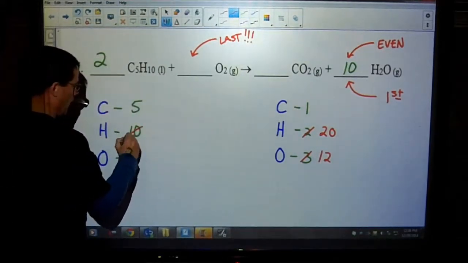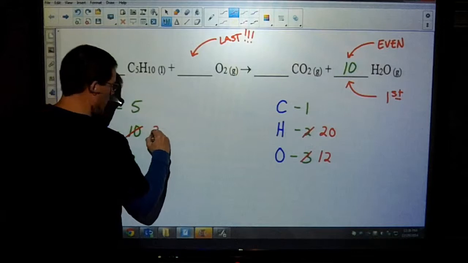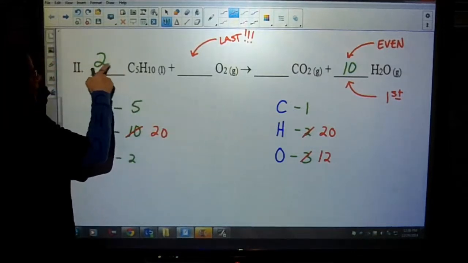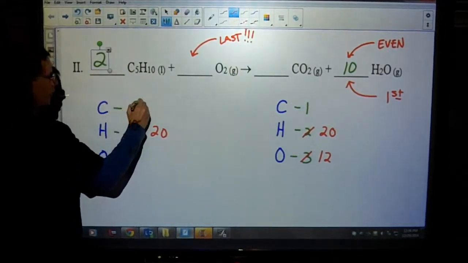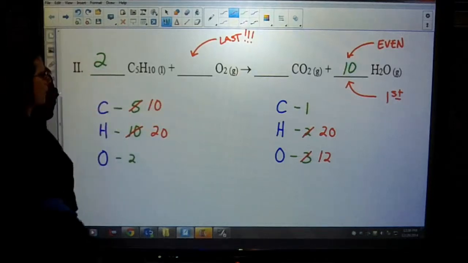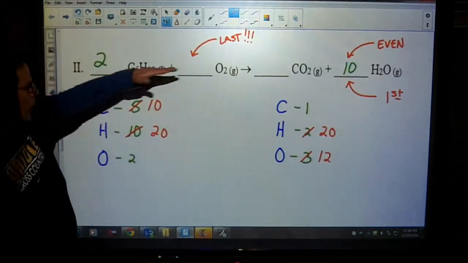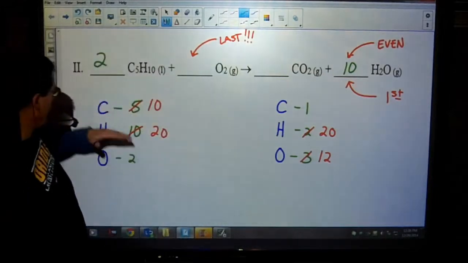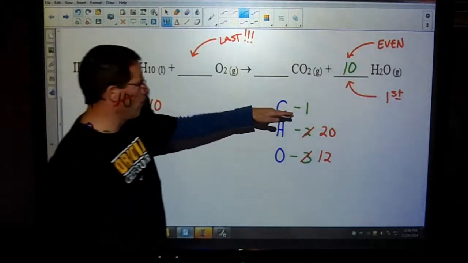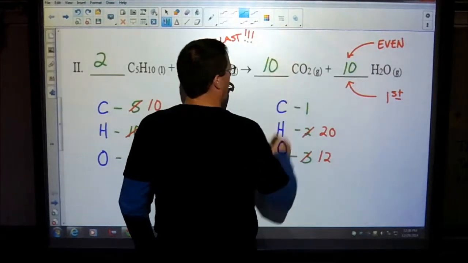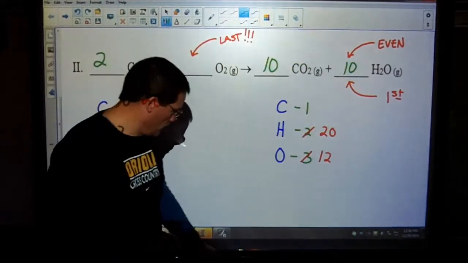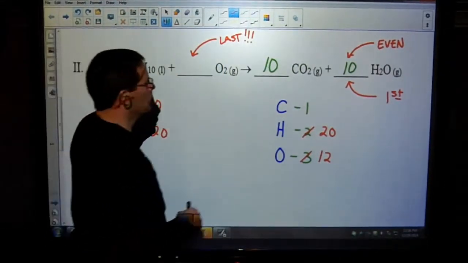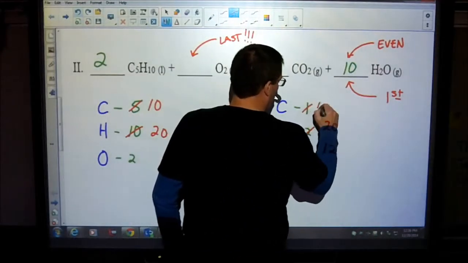So what that means is now I have 20 hydrogen, but I also have changed my carbons. So 2 times 5 is now 10. Okay. All right, so we don't want to try to balance the oxygen, so let's balance our carbons. So if I have 10 on this side and I only have 1 over here, then I need to put a 10 there. Again, this gets a lot faster. So now I have 10 carbon.